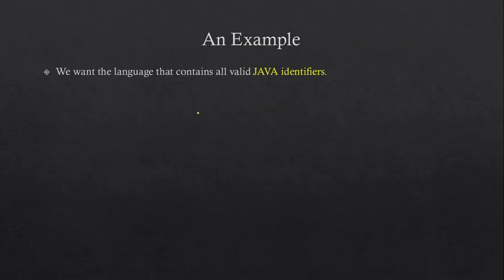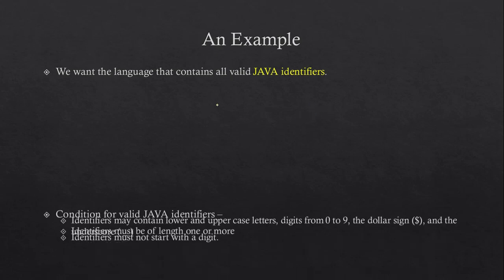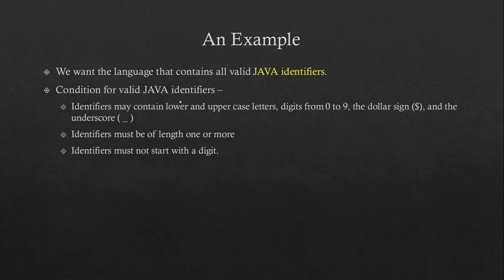Let's say we want the language that contains all valid Java identifiers. Now what are the valid Java identifiers? For a string to be considered a valid Java identifier, it has to maintain three conditions. The identifiers may contain only lower and uppercase letters, or digits, or the $ sign or the underscore, nothing more. The identifiers must have a length of 1 or more. The identifiers must not start with a digit.